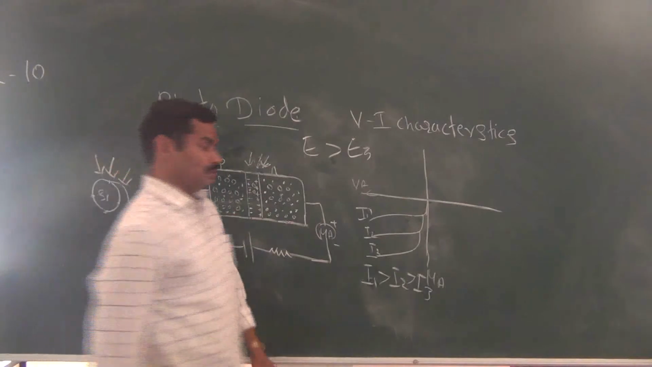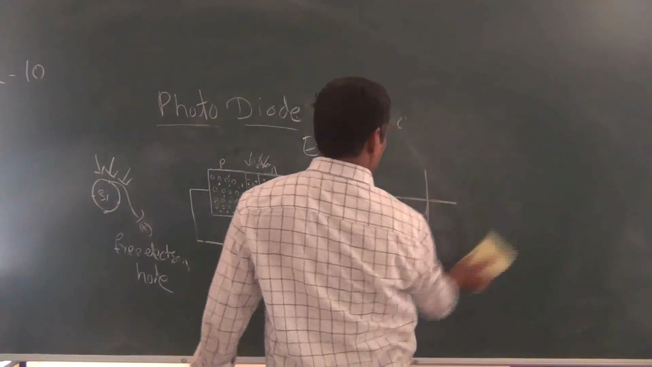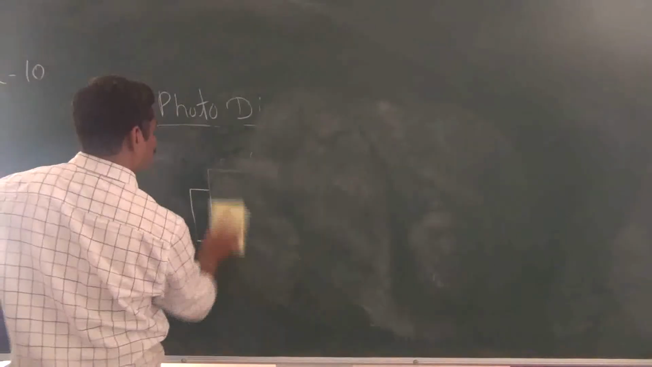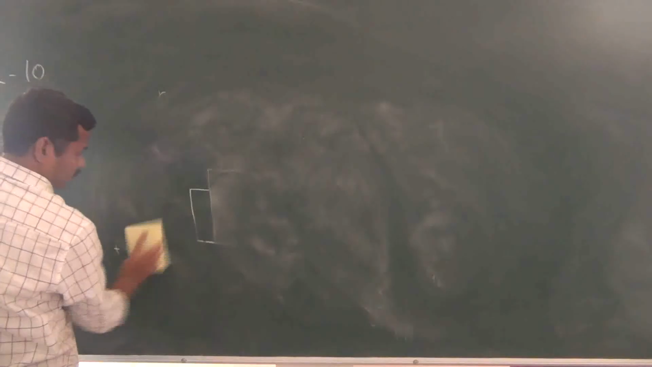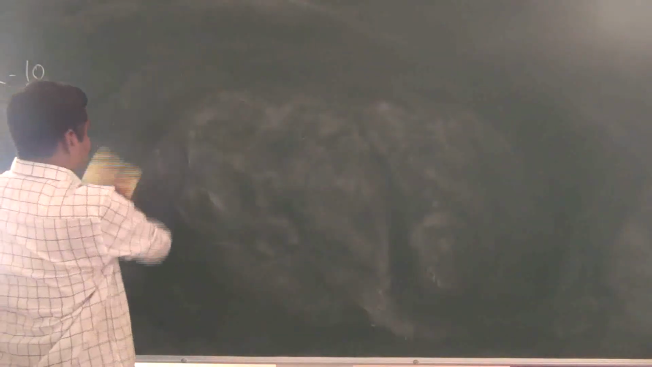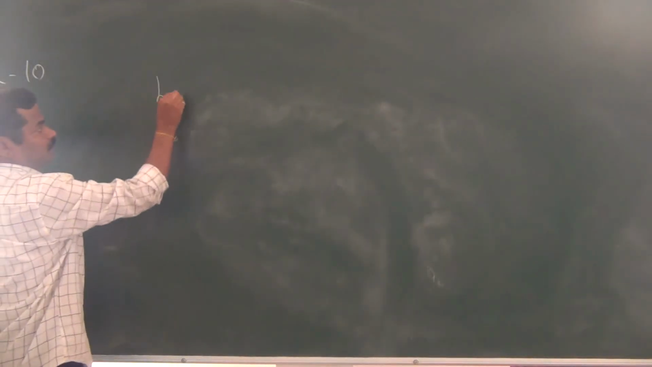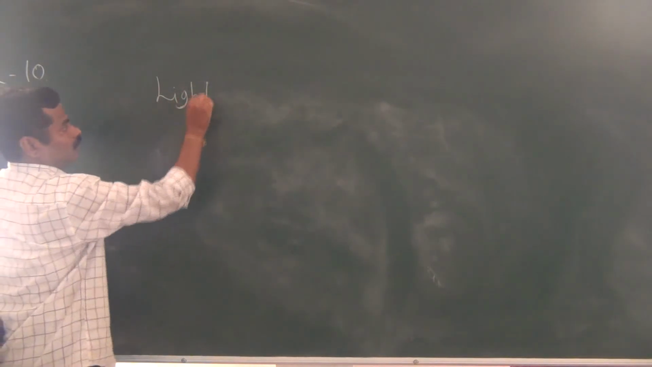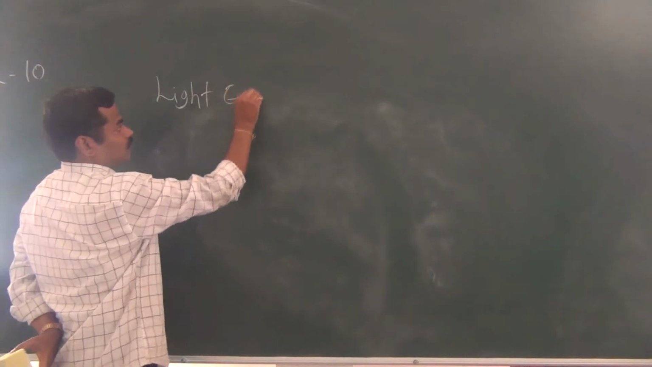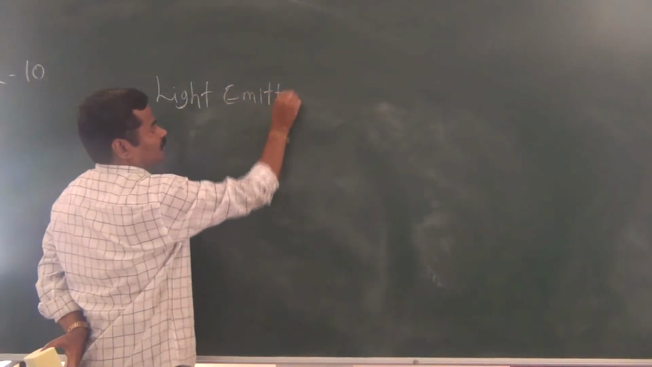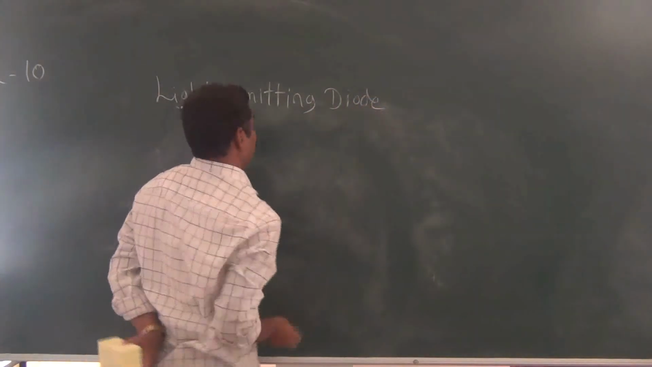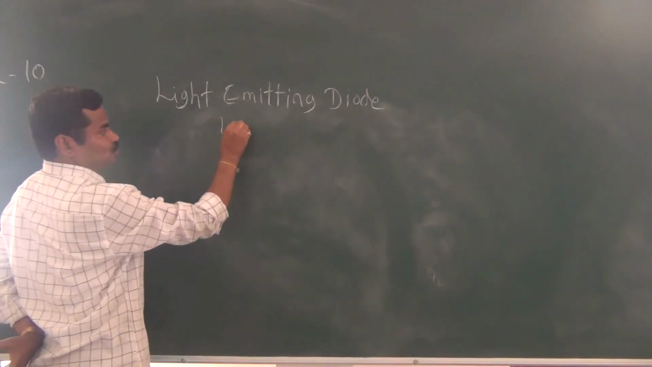Now we go for another small topic, that is the LED. What is an LED, and the construction and working of the LED. It is called a light-emitting diode, in short form LED.